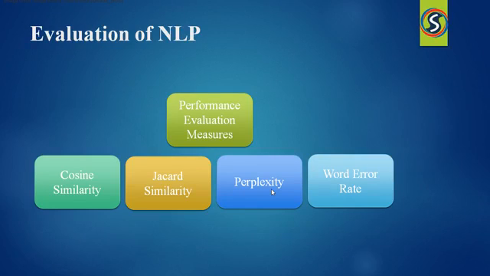Let us discuss the evaluation of natural language processing. First, let me explain cosine similarity. Cosine similarity is a useful measure if you want to consider duplicates when comparing textual documents. We can compute the cosine angle between the two documents to estimate how similar the documents are.